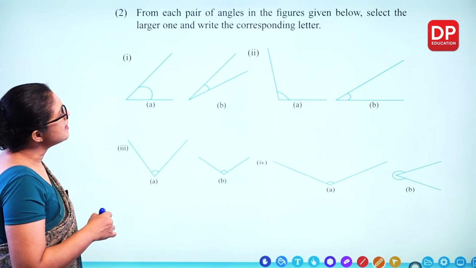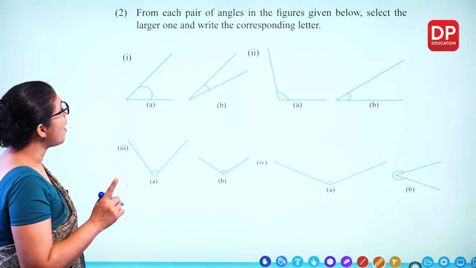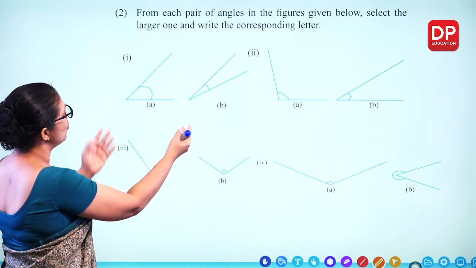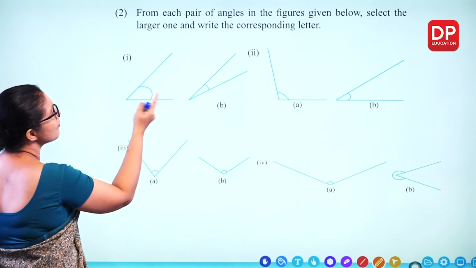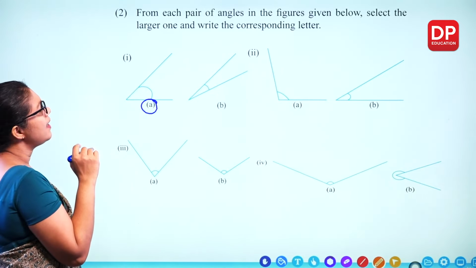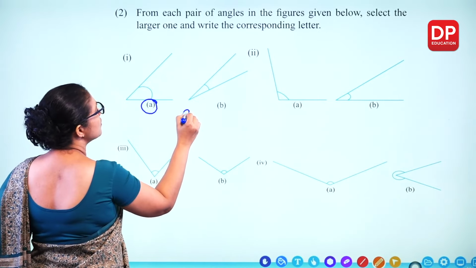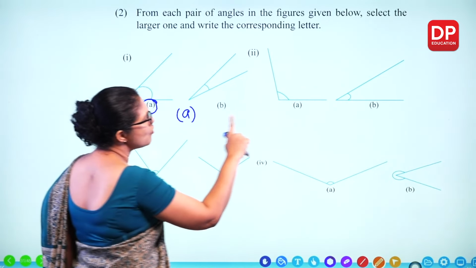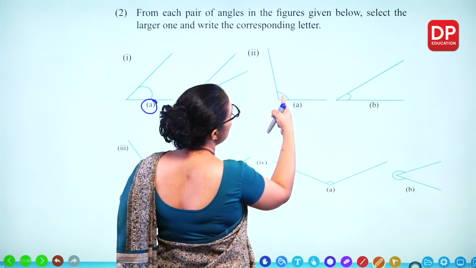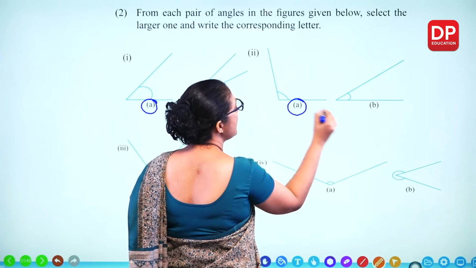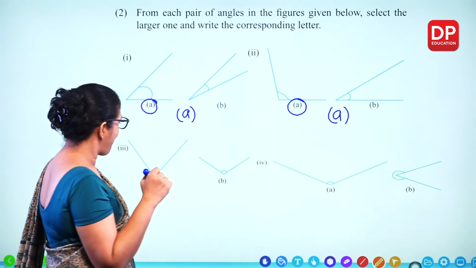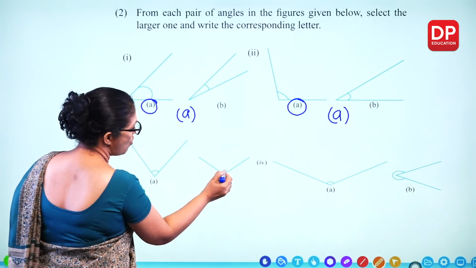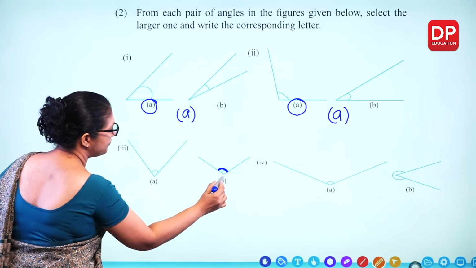From each pair of angles in the figures given below, select the larger one and write the corresponding letter. So you need to compare these two. So which one is bigger? This one. So we can see A is bigger than angle B. So A. You are asked to write down the larger one. When you take these two, this is an acute. This is obtuse, more than a right angle. So A is bigger. When you take these two, now see, this one is more than that. So this is bigger.